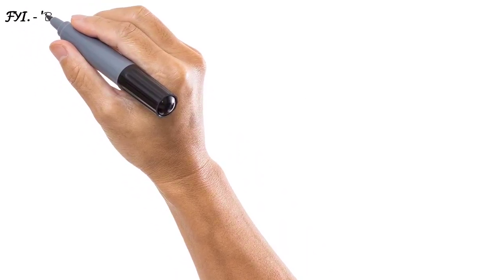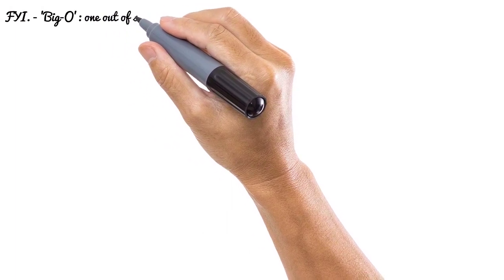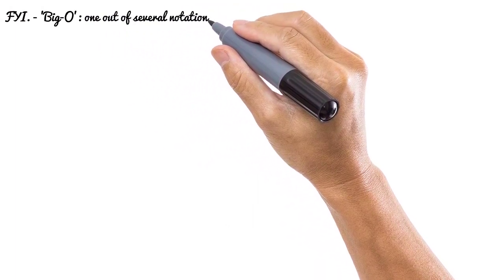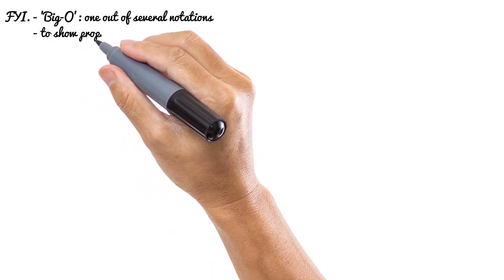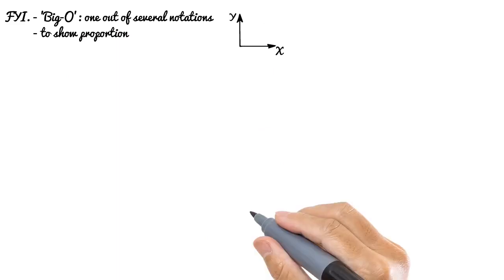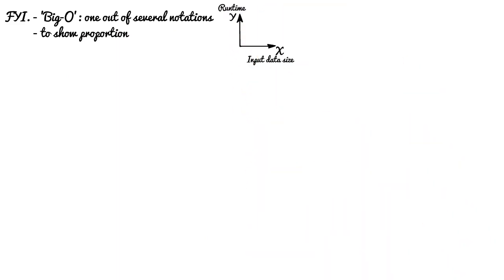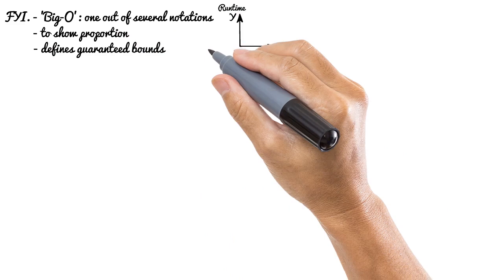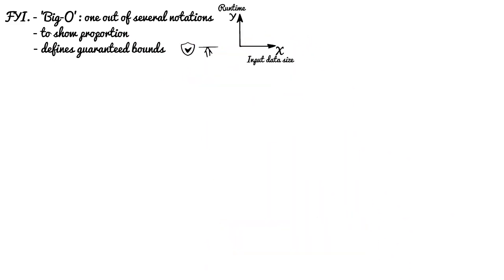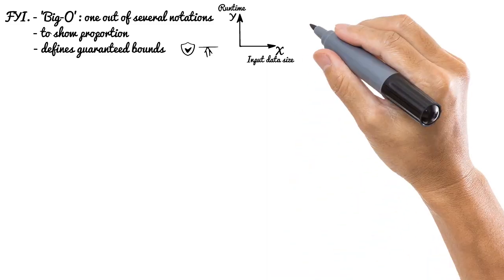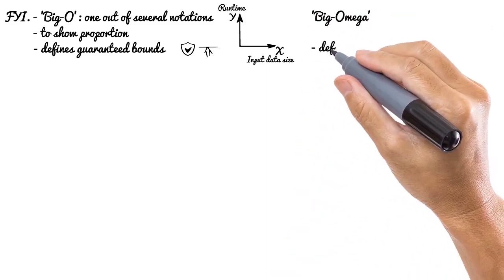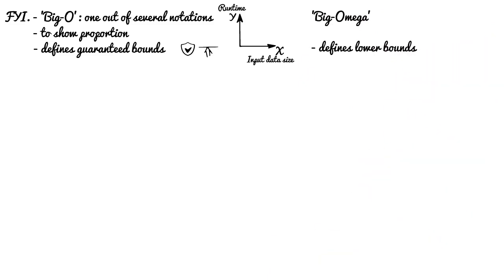FYI only. I want to mention that order of growth, our Big-O, is not the only one, but just one out of several commonly used notations in the theory of algorithms. Its main idea is to show the proportion between input data size and runtime, and it defines upper guaranteed bounds for any combination of input data values. To give you an idea how to search for other notations if needed, here's an example of another one, Big Omega notation, which defines lower bounds. If Big-O defines the worst case runtime for an algorithm, Big Omega defines the best case.